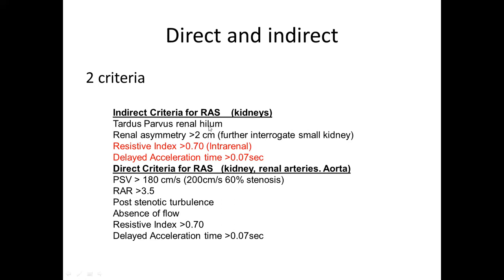Since we get the waveforms, we can also look at the resistive index and the acceleration time, which shouldn't have values more than those stated. The resistive index should be less than 0.7 always. If it's more than 0.7, it means there's higher resistance in the renal vessels. And the acceleration time should always be less than 0.07.